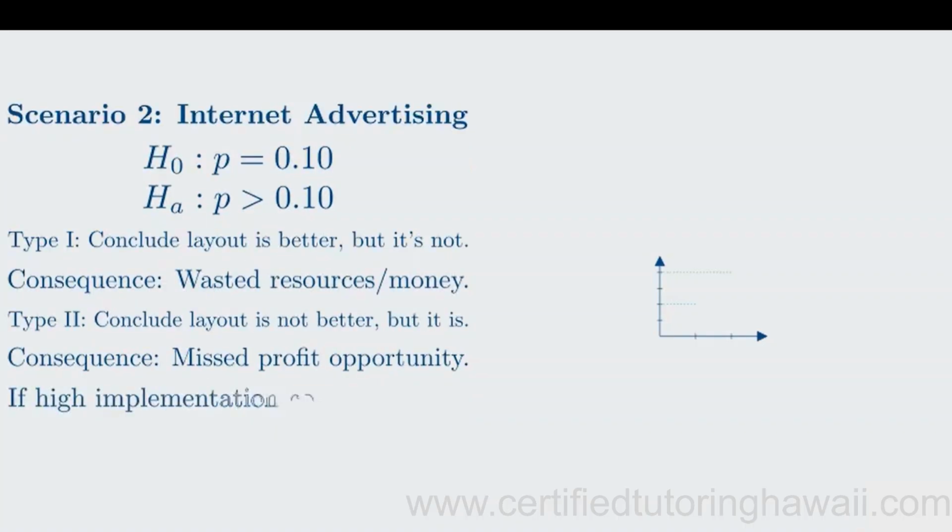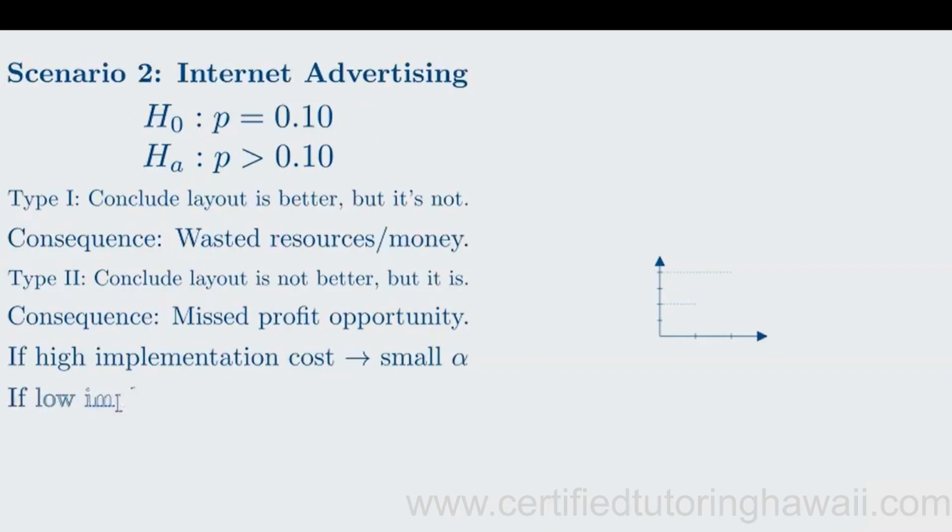In business, the worst error often depends on the cost of the change. If the new layout is expensive to build, they'll want a very small alpha to avoid a type 1 error. If the layout is cheap to implement, they might use a larger alpha to ensure they don't miss any potential gains.